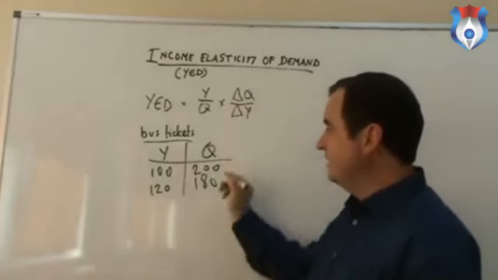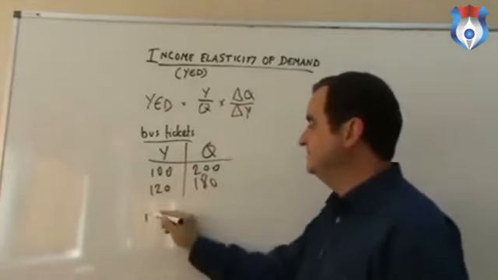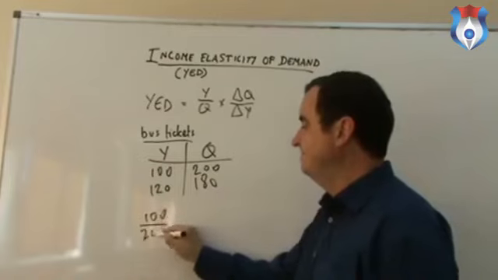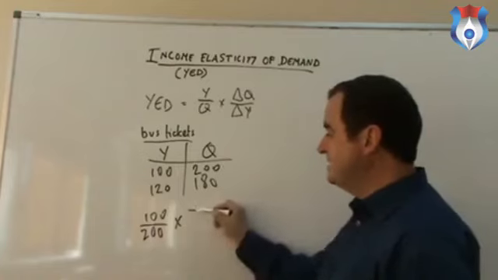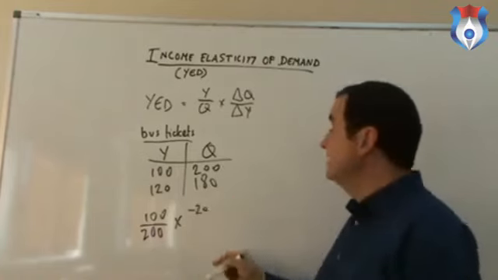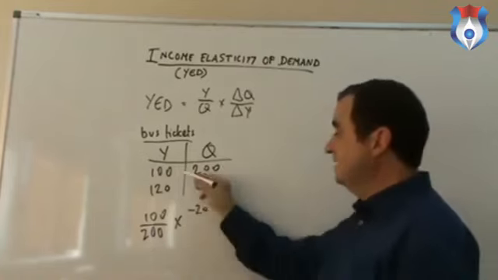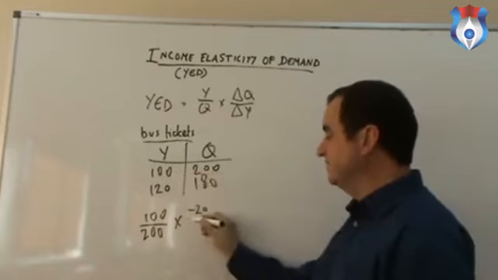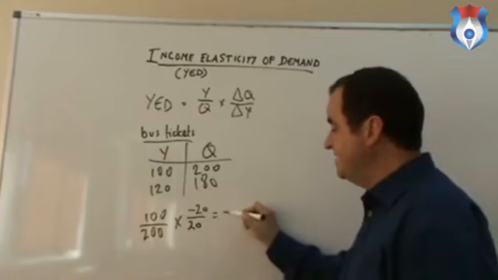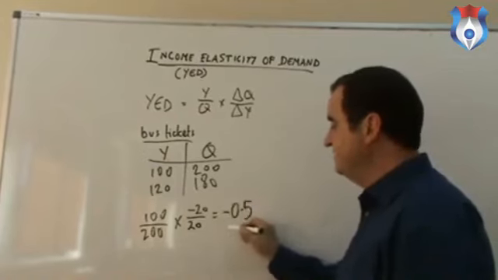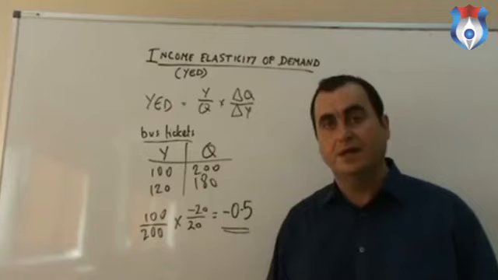Well, let's work it out again. Y over Q is 100 over 200, times change in Q. Now this is minus 20. Very important we put the minus in. Minus 20 over change in Y. Well, income has risen by 20. That calculates to minus 0.5. And that reveals quite a lot.